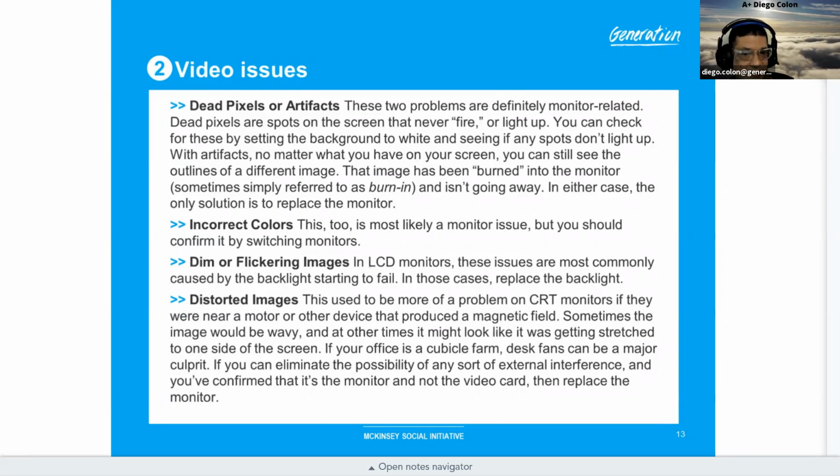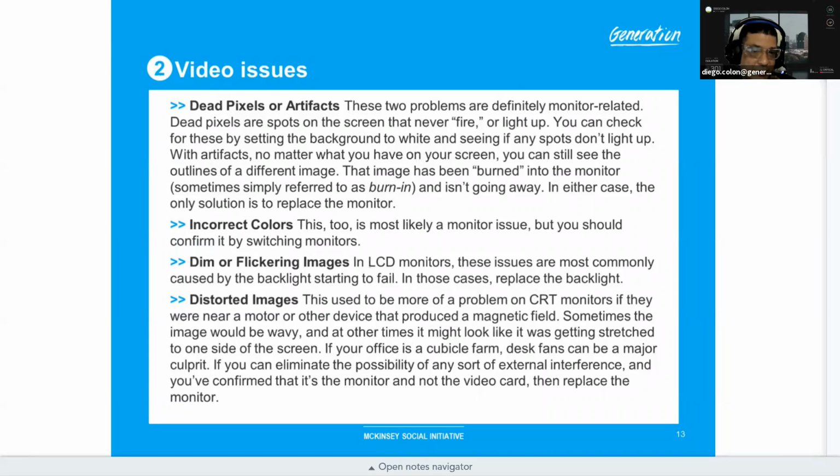Make sure you verify the settings before you obviously switch out monitors or do anything else. As for dim flickering images in LCD monitors, if it's flickering too much, it could be the backlight is starting to fail. You might have to replace the backlight, if and only if your company does that. Sometimes it's just pop an external monitor or buy yourself another laptop.